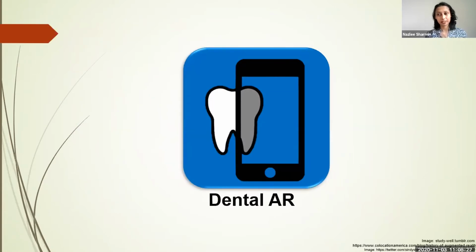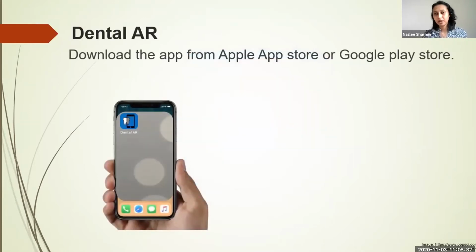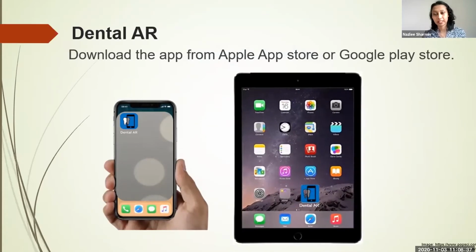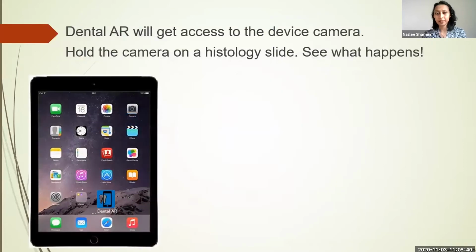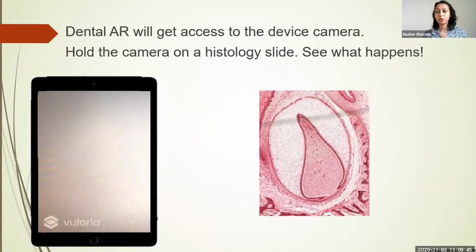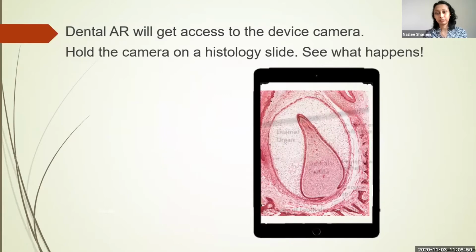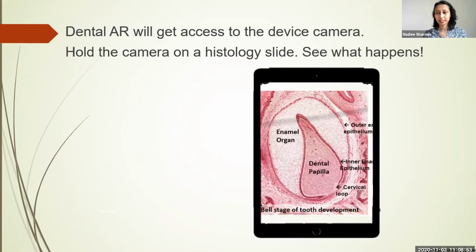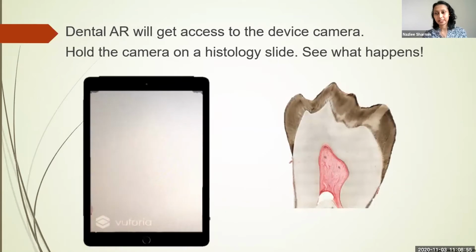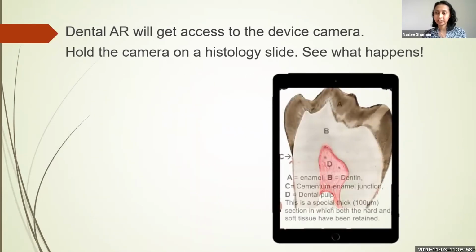So instead of talking about this app, why not I just show you what the app does? So you can download the app from the Apple Store or Google Play Store on your cell phones or any smart device. Now, once you open the app, it will get access to your device camera. And when you hold the camera on a histological section, it will reveal the annotation of the slide. Isn't that cool? So here is another example. So you can see a tooth section here. So when you look at the tooth section through your camera, you can see the annotation.